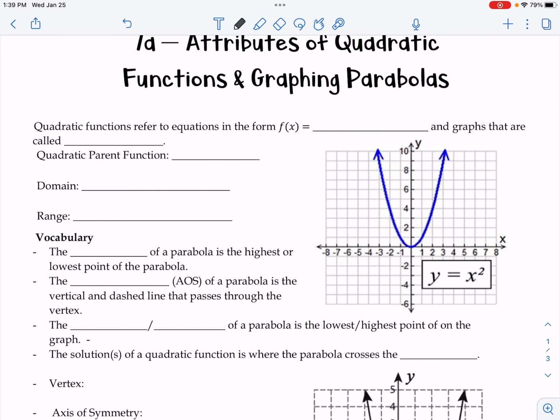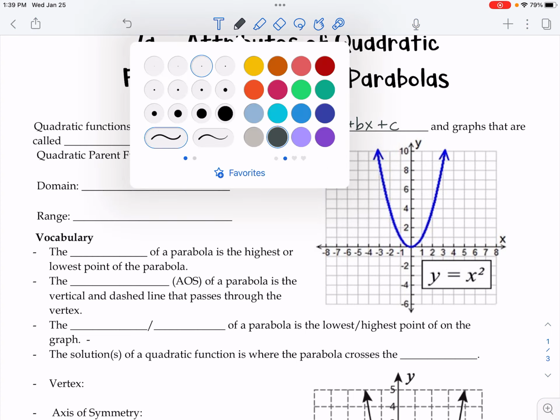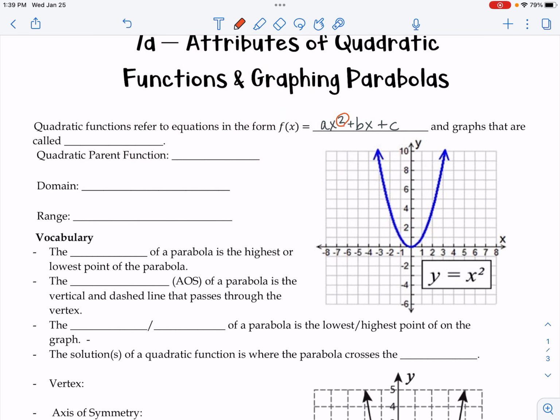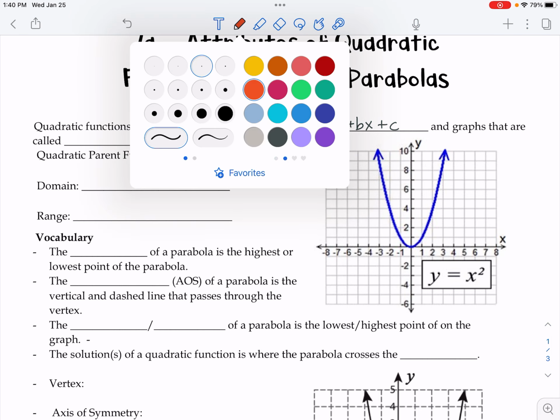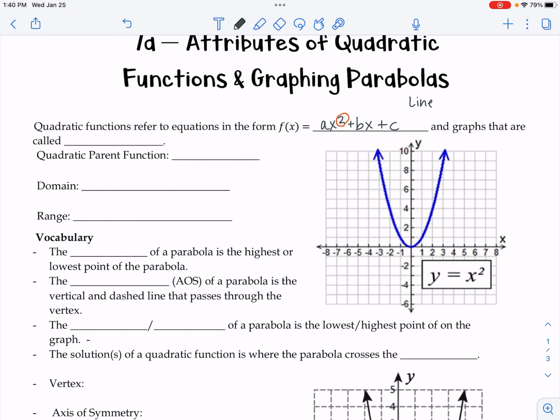And so quadratic functions refer to equations in the form f of x equals ax squared plus bx plus c. This square is what makes it a quadratic, whereas linear would just be like ax plus b, or we used slope-intercept form. Those graphed a line. Quadratics graph what we call parabolas, and it makes a U shape.